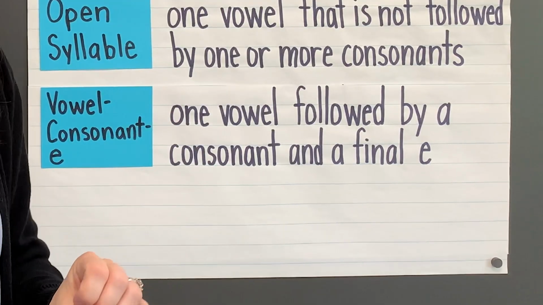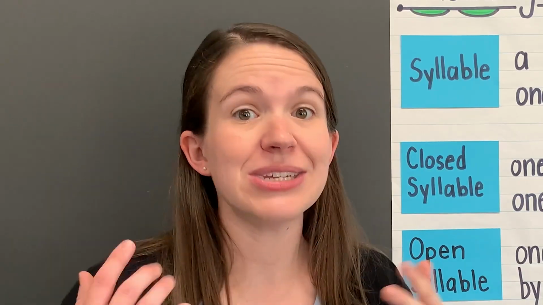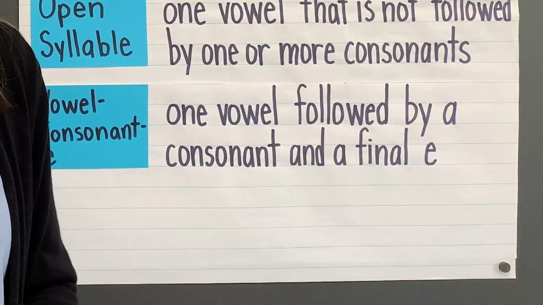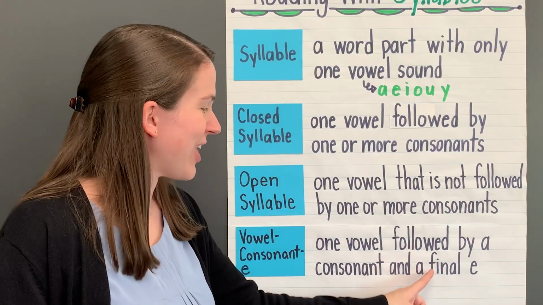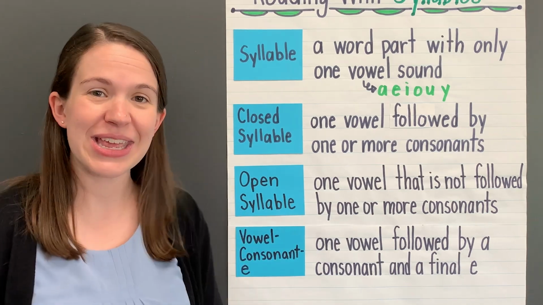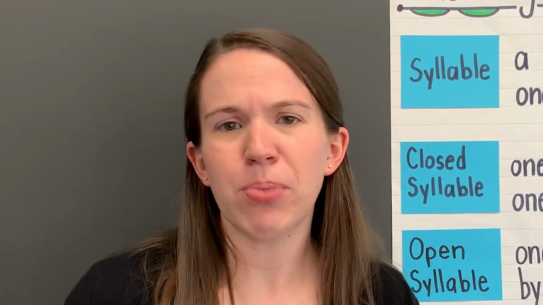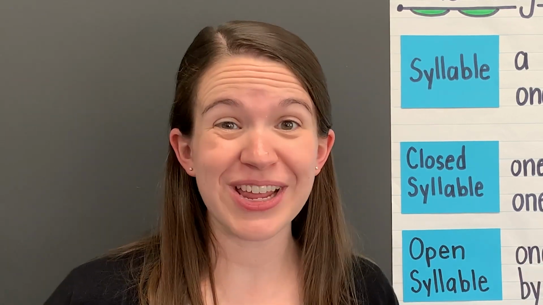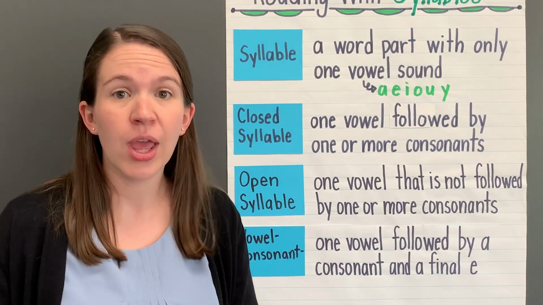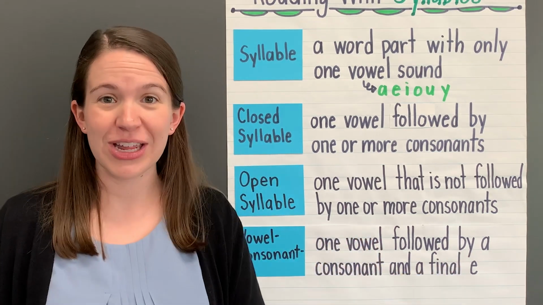That vowel will be followed by a consonant, which is a letter that doesn't make a vowel sound, and a final E. Maybe you already know this, but that final E will be silent in the vowel-consonant-e syllable. Now, you might be wondering, why is it important to know this? Well, first, it's important to know this because when we see this pattern in a word, we can split the word into syllables right after that final E.